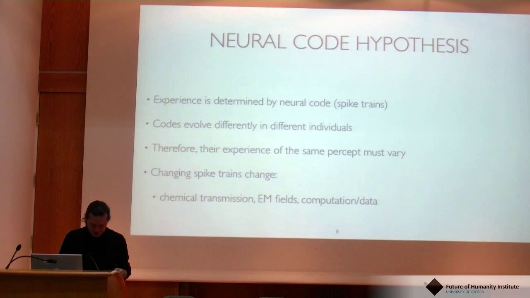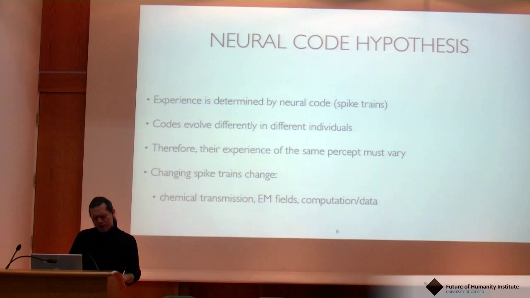Well, they said that experience is determined by neural code, spike train. So each particular spike train corresponds to a specific experience. And of course, this can be extended to ensembles of neurons in the obvious way.